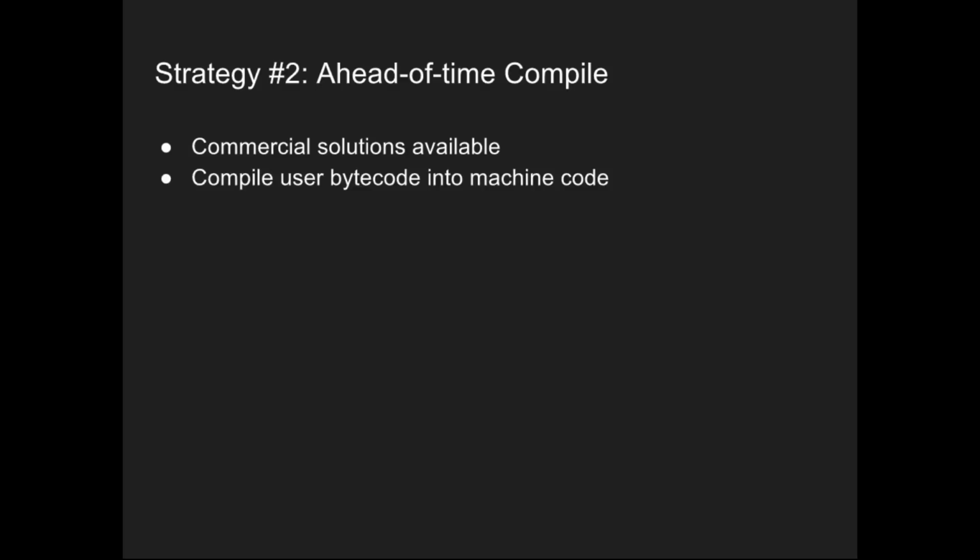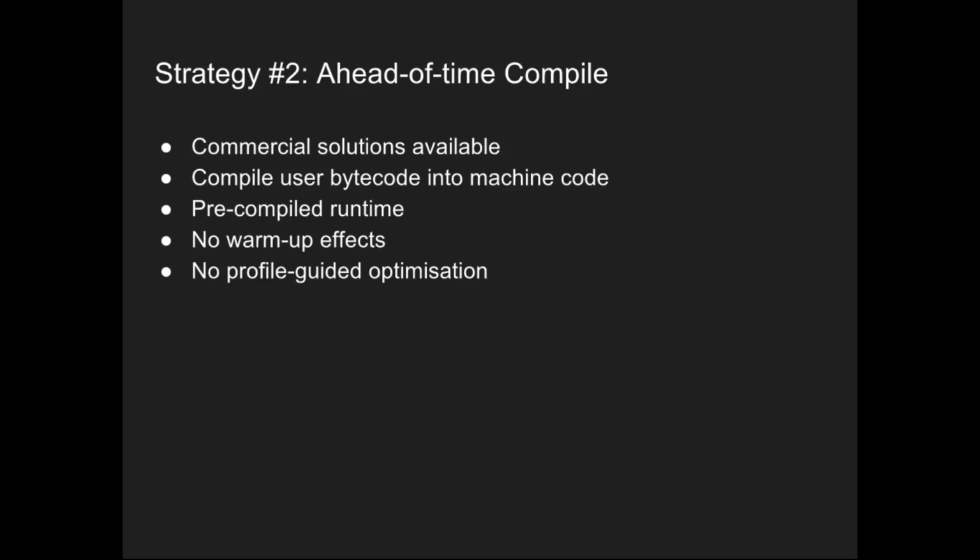The second strategy, ahead of time compile. At the moment, I believe there are only commercial solutions. With these solutions, they are a JVM, but they will compile your bytecode into native machine code. So they compile the entire runtime in. There are no warm-up effects with these solutions, which is one of the benefits. So for something like Market Open, you get native performance straight away.